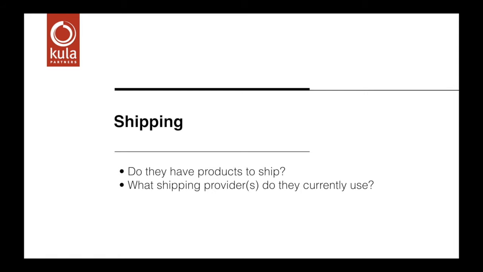So shipping is something that you'll need to do with simple products. Physical goods need to be shipped. If they have any physical goods, what shipping providers are they currently using, or do they need to come up with a new shipping provider? You could also use flat rate or free shipping or table rates, and sometimes there's in-store pickup available as well, so those are all things to consider.